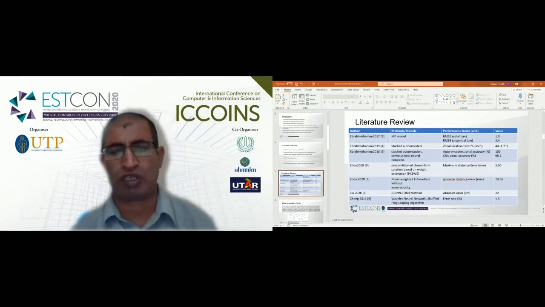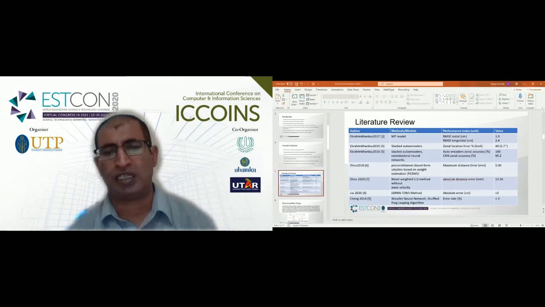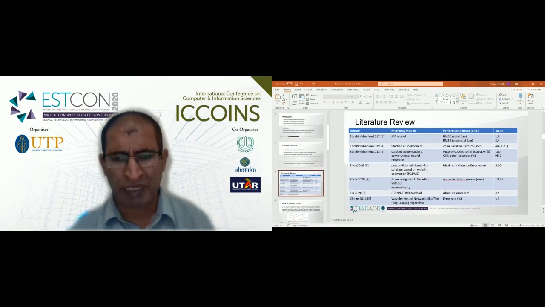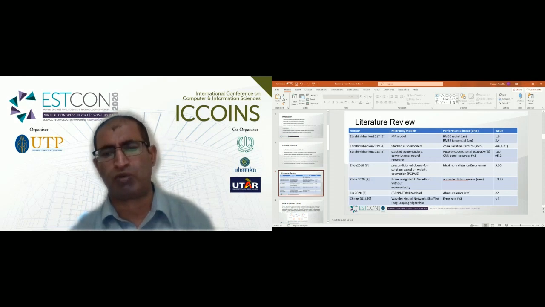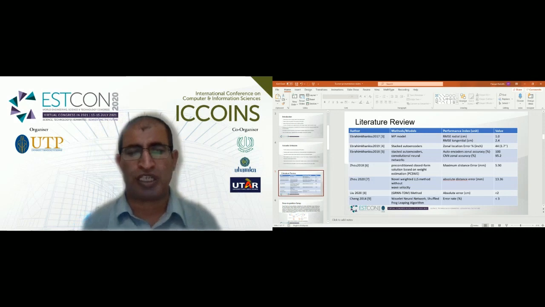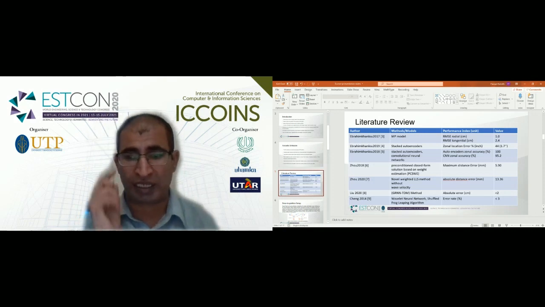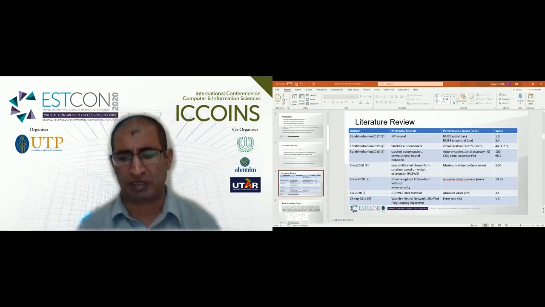The same author in 2020 used a novel weighted linear least square method without wave velocity, where the absolute distance error was 13.36 millimeter. Liu in 2020 used generalized regression neural network time domain mapping, and the absolute error was less than 2 centimeter. Ching in 2014 used wavelet neural network shuffle frog leaping algorithm, and here the error rate was less than 3%.